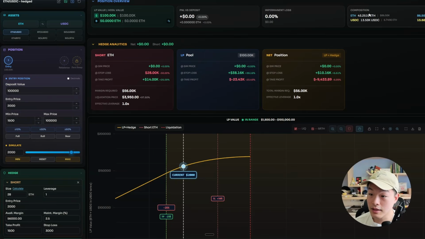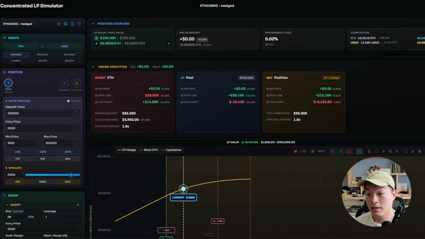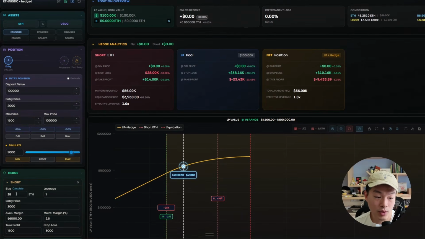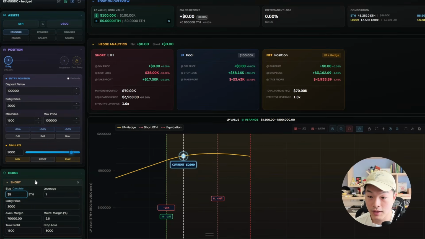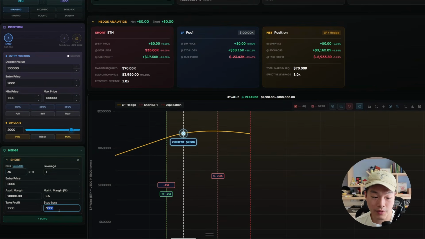You can see that the ETH amount is about 43 ETH at deposit. We are depositing 86% of ETH, so quite a lot of ETH here. And what I can do now is I could bump up the size of my short, right? So let's say I want to do a 35 ETH worth of short. You can see that even at a 3K stop loss here, it's actually still gaining me about 1%, right?